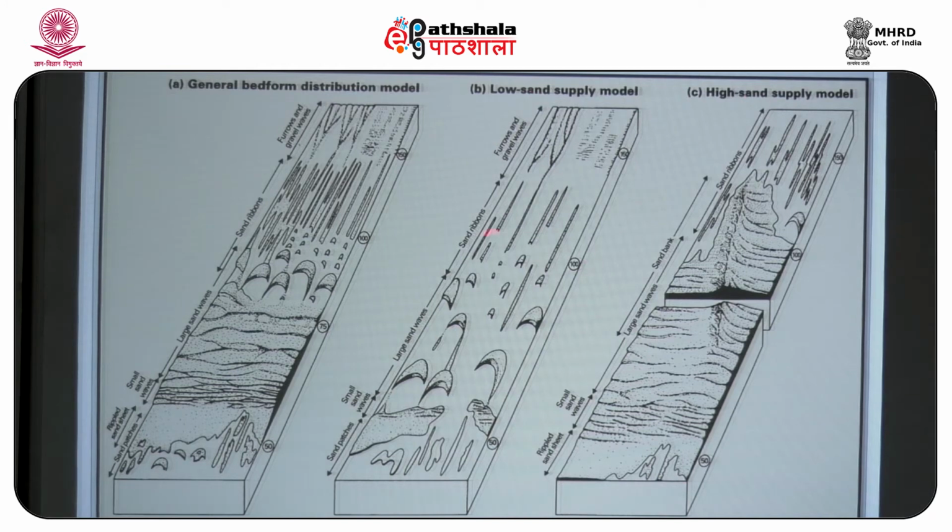In this case, produced bed forms are rare. They are very less in number, but they maintain a similar disposition, that is in offshore regions smaller furrows, then followed by sand ribbons, then large sand waves, small sand waves and so on as found here. But the frequency is much less in the case of the low sand supply model.